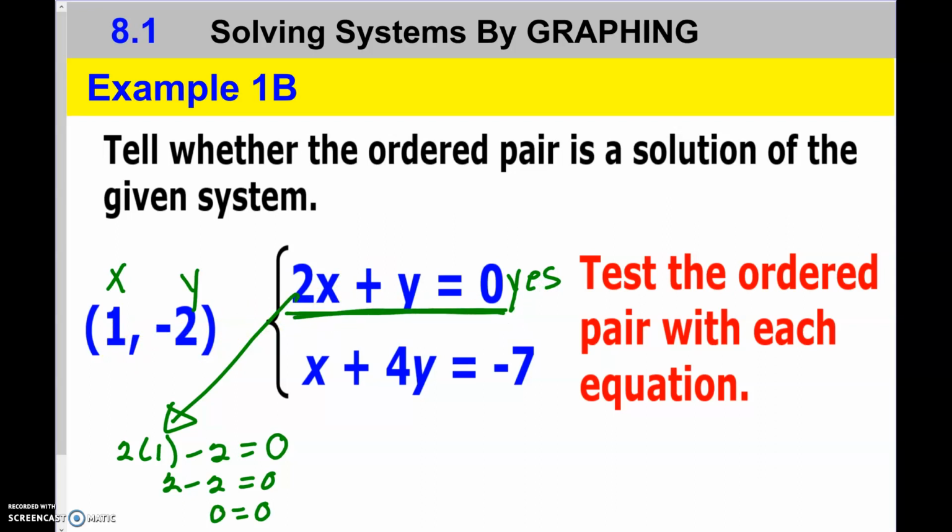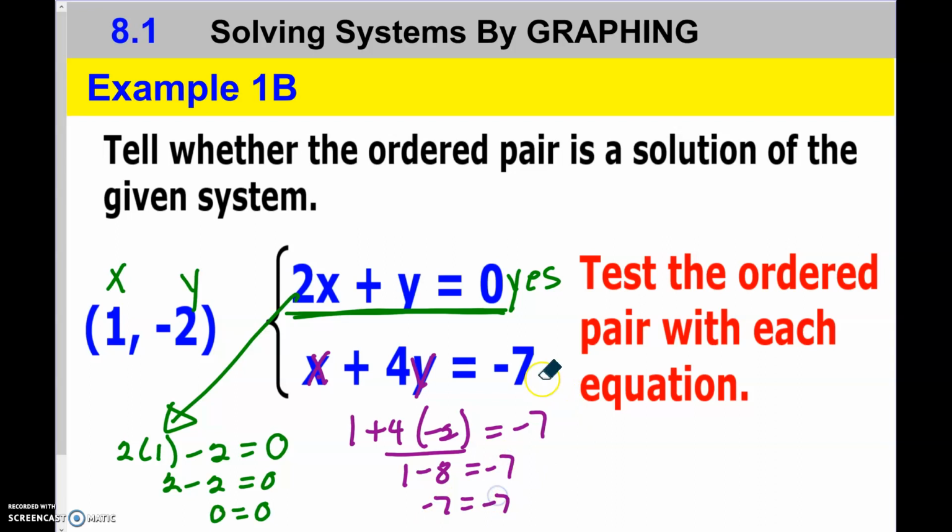Okay, now we're going to test the second one. So when we plug it into the second equation, in place of x, I'm putting a 1 plus 4, and in place of y, I'm putting that negative 2. Now we're going to do our math. Order of operations, we have to multiply first. So 1 minus 8 equals negative 7. So negative 7 equals negative 7. Yes. So this is a solution. Okay, it worked for both of them.